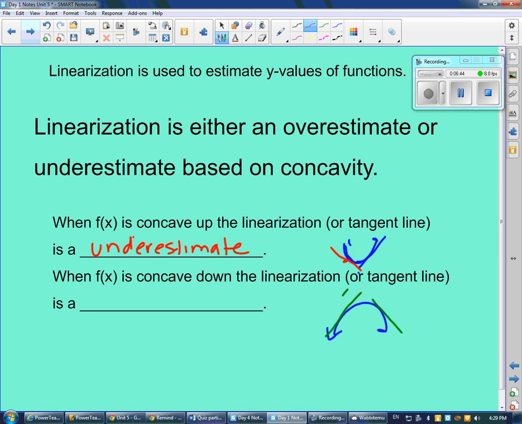But when my function is concave down, it's the opposite. My tangent lines are always above it, so my tangent line is going to be an overestimate. So the only place it will give me the exact value is at the point that they share. But if I pick a point close to that point, the tangent line will be an overestimate when I'm concave down and an underestimate when I'm concave up.